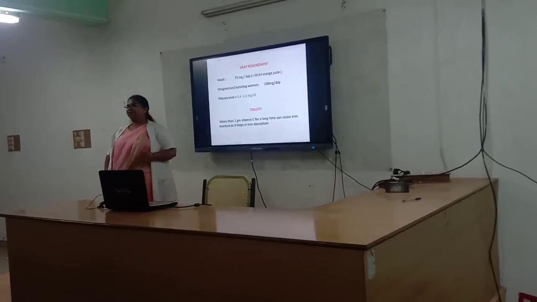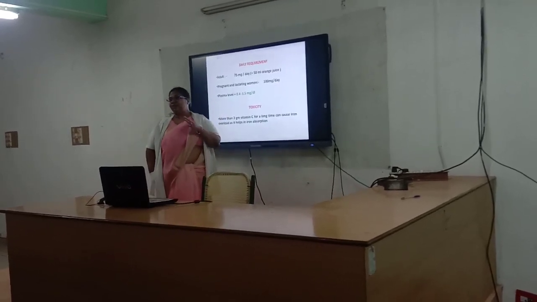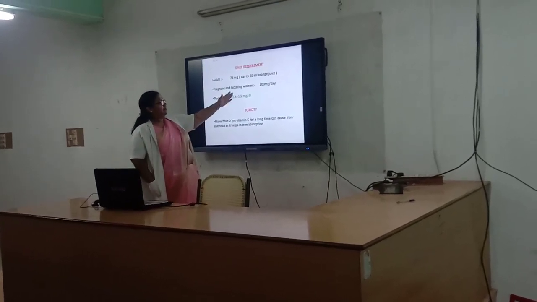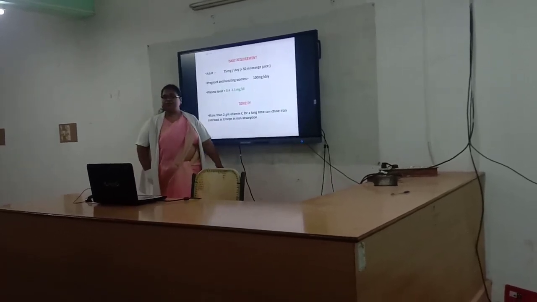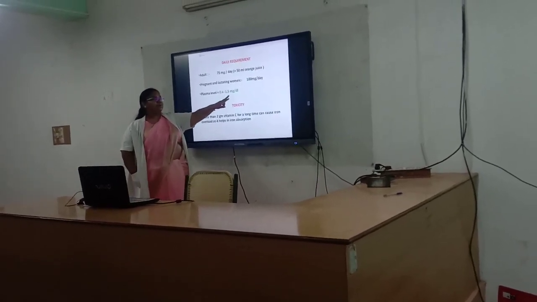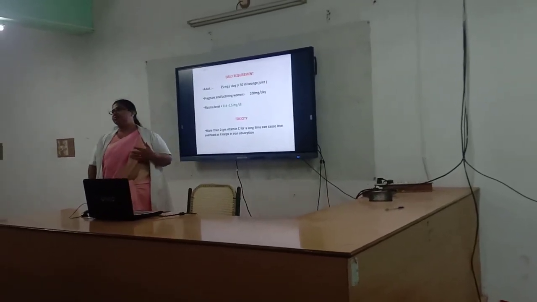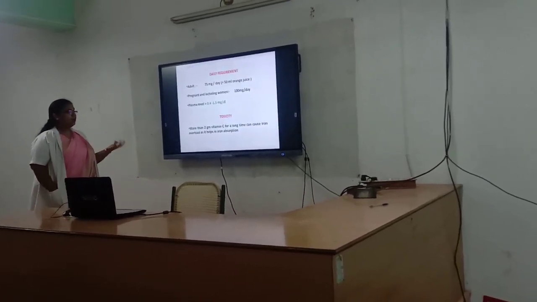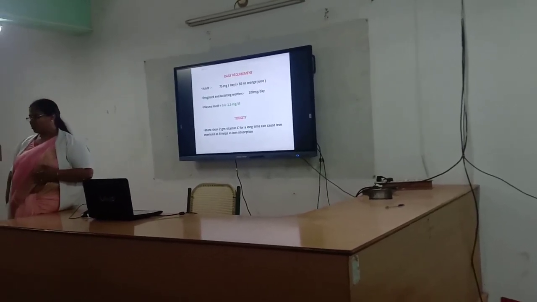In adults, the daily requirement of vitamin C is around 75 mg per day, which can be satisfied if you take 50 ml of orange juice daily. During pregnancy and lactation, the requirement increases to around 100 mg per day. The plasma concentration is around 0.4 to 1.5 mg per deciliter. If you consume more than 2 grams of vitamin C, iron overload can take place because vitamin C is required for the absorption of iron.